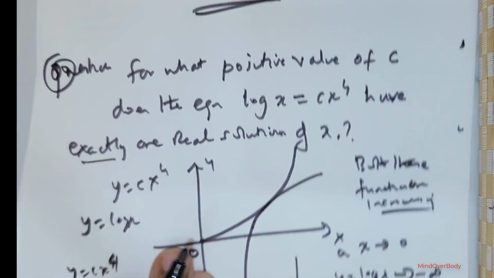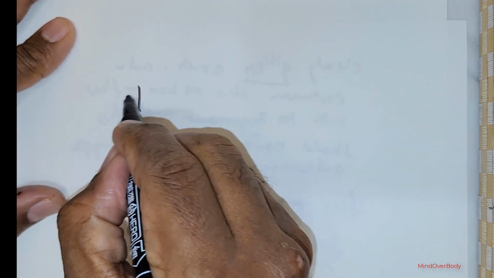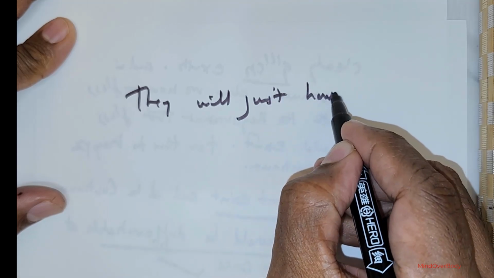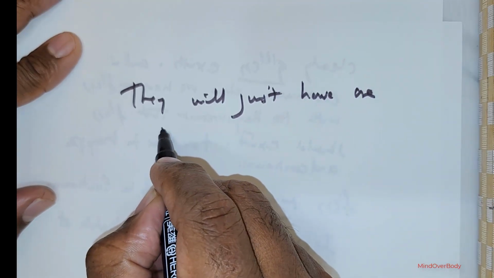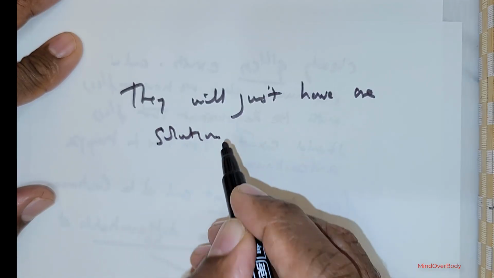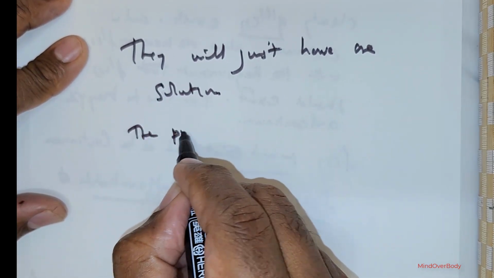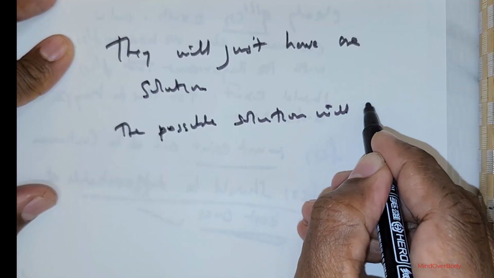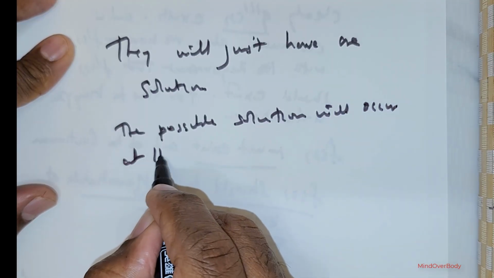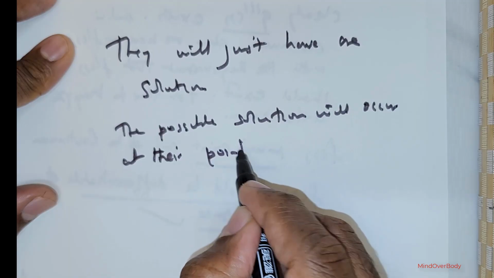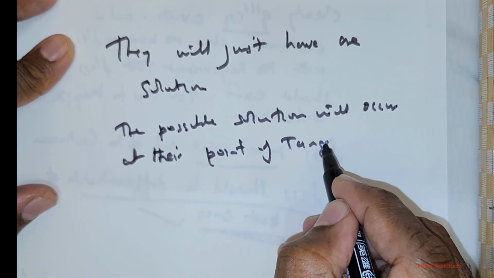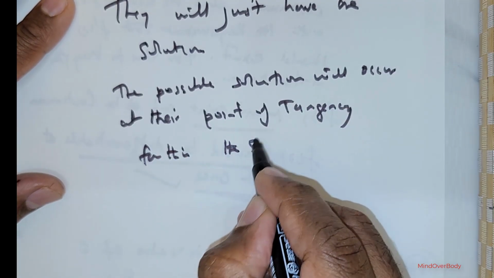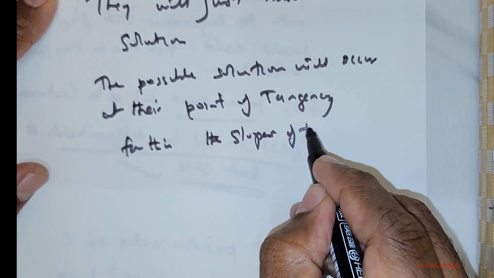So what is the meaning of this? This means they will just have one solution. The possible solution will occur at their point of tangency. For this, the slope of the two functions should be equal.